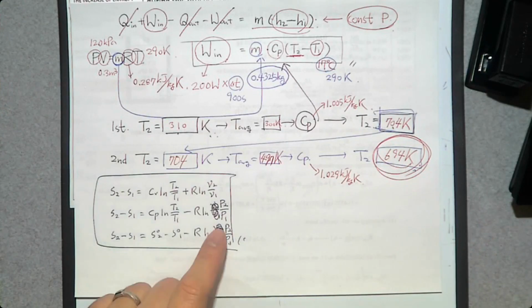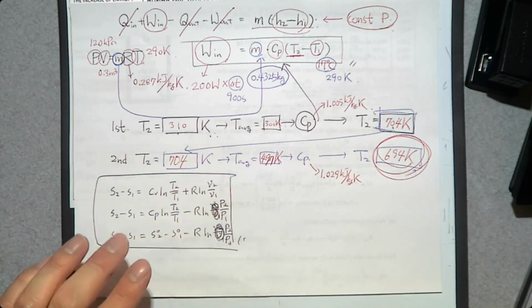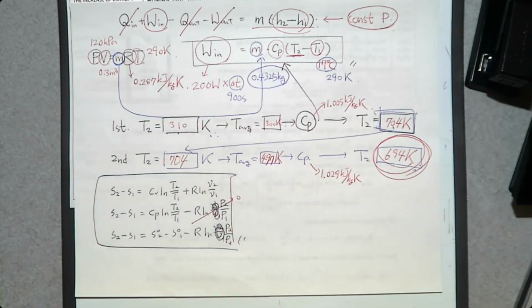Then what is the natural log P2 over P1 when P1 is P2? That's a natural log 1, which is 0. So S2 minus S1 is going to be Cp natural log T2 over T1.